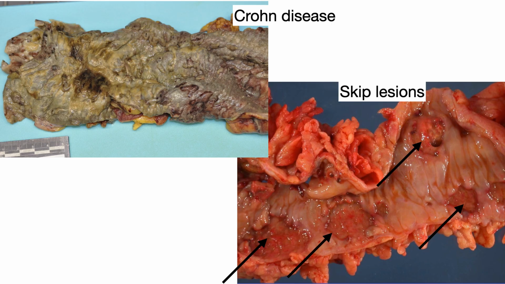So the top left is Crohn's disease, and the bottom right is Crohn's disease. So the black arrows show the lesion, and then in between you see pretty much normal mucosa. So these are skip lesions. It's skipping, and that's what Crohn's disease does.